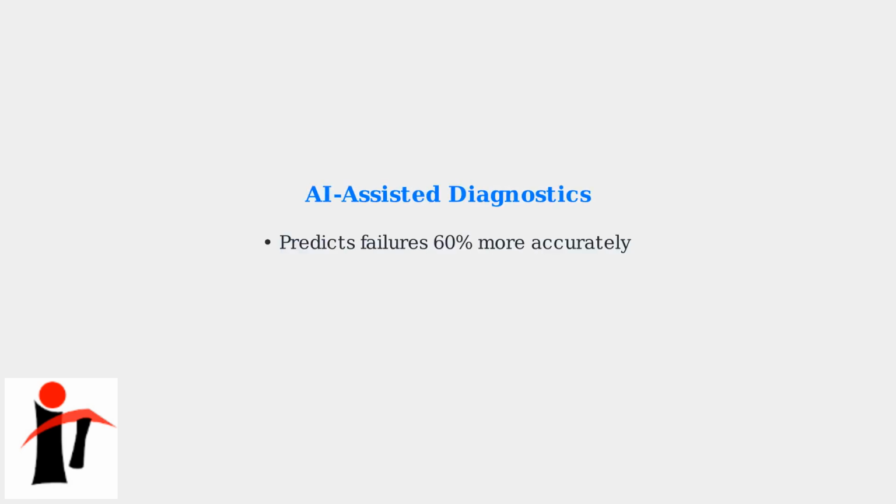These codes distinguish between hardware failures like faulty sensors or wiring and software glitches. In 2026, Tesla's app features AI-assisted diagnostics that analyze patterns in your vehicle's data. This predictive technology can alert you to potential failures before they occur, with 60% more accuracy than traditional methods.